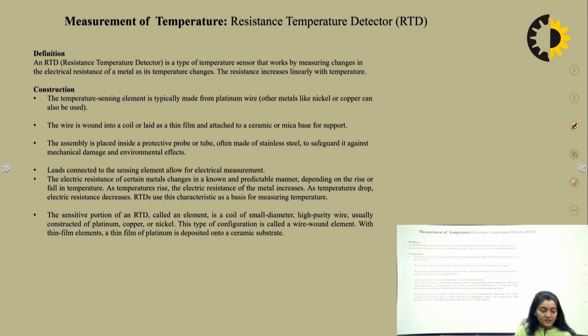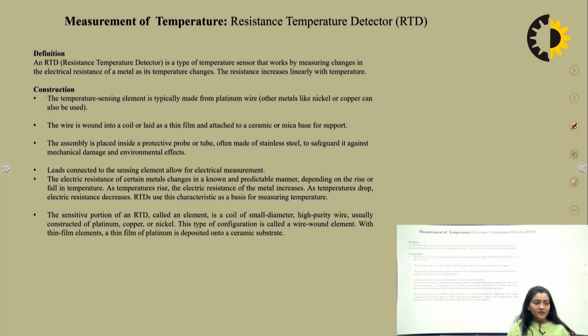The electrical resistance of certain metals changes in a known and predictable manner depending upon the rise and fall in temperature. When the temperature rises, the electrical resistance of the metal increases, as we know, and as the temperature drops, the electrical resistance decreases. So the RTD uses this characteristic as a basis for measuring temperature. The sensitive portion of an RTD is called the element. It is a coil of small diameter, high purity wire, usually constructed of platinum, copper, or nickel. This type of configuration is called a wire-wound element.